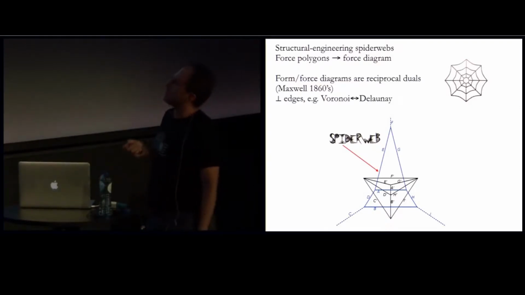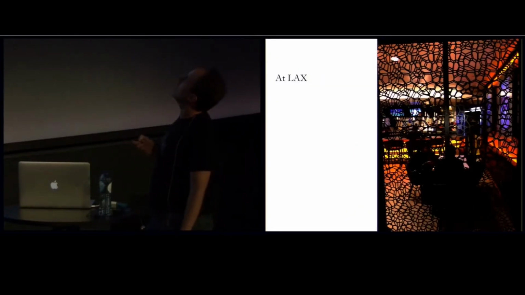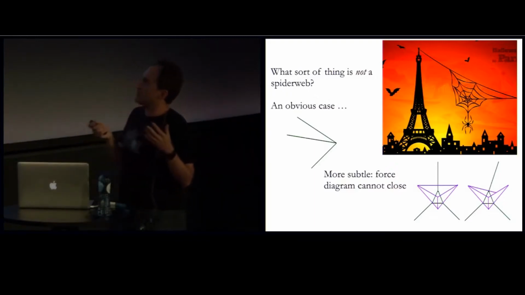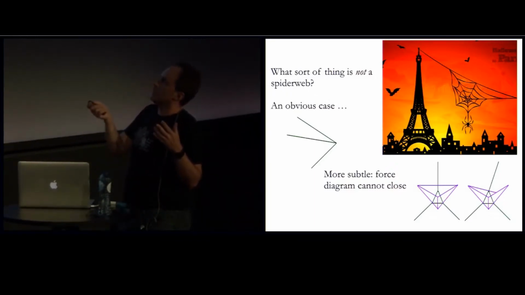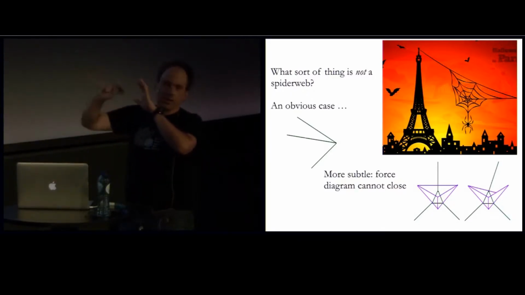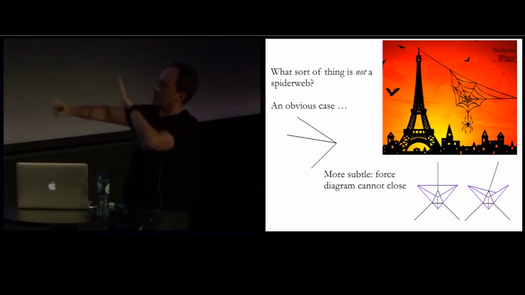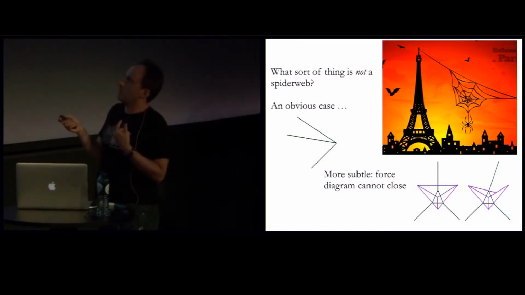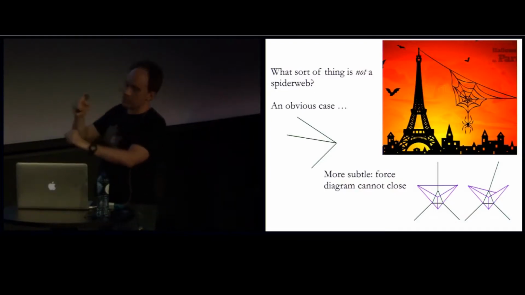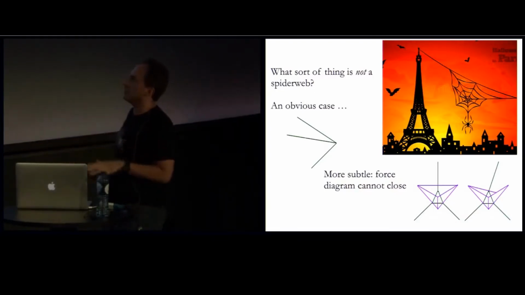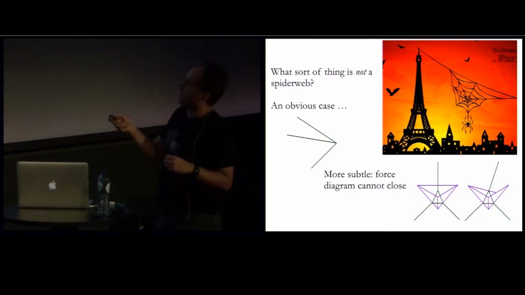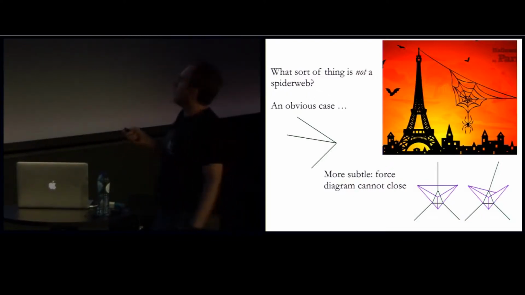So what's an example of a non-spider web? An example is this kind of thing, where you have a node here and edges going all in the same half plane. It's kind of obvious that if you pulled this node all in the same direction, this would never be in equilibrium. So that's a non-spider web. If we added an edge here, then it could be a spider web.